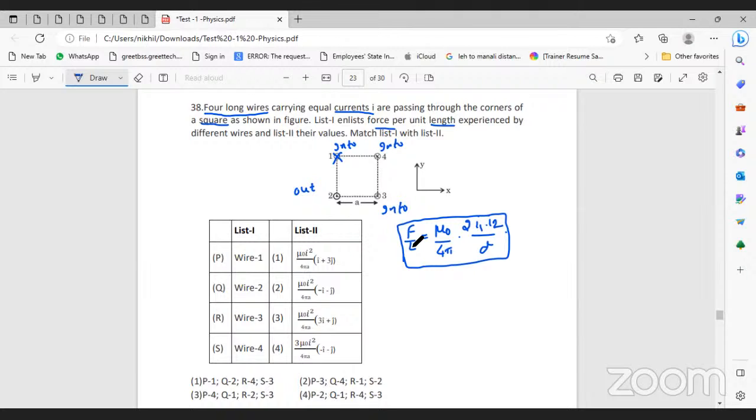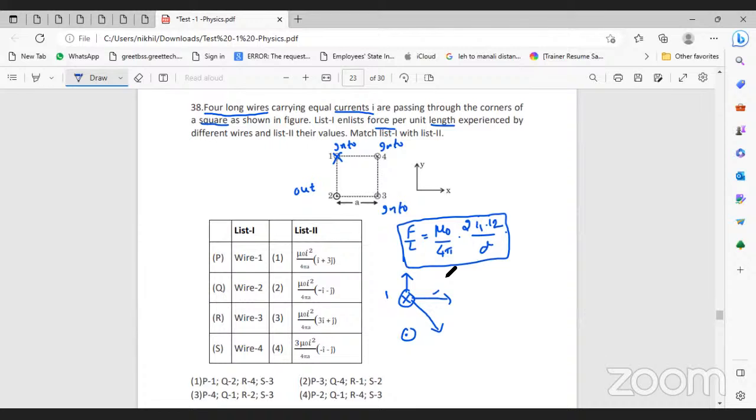how the force is going to act. Between these two, there is one force going to act. Between the diagonal, there is one more force going to act. Between this dot, it is opposite in nature. So for wire 1, one force is due to 4, another force is due to 3, another force is because of the dot, so it will be opposite in nature, it will move upward.